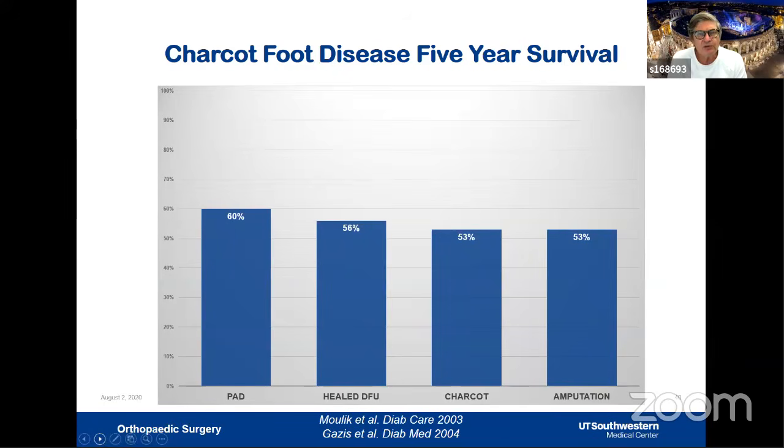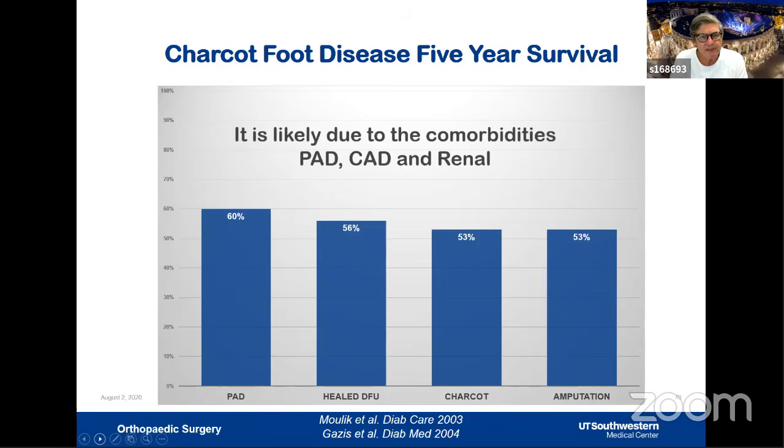We also know that Charcot disease is a surrogate marker of other medical complications. You can see the 5-year survival here of a Charcot foot is a little bit over 50%. People say that amputations are bad. Well, it's not that much different than a Charcot foot or even a healed diabetic foot ulcer. Why do these patients die? Because they have comorbidities of peripheral artery disease, which can cause stroke. They have coronary artery disease, which can cause a heart attack. They have renal disease, which can cause kidney failure.